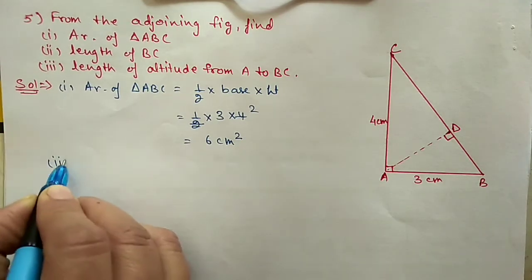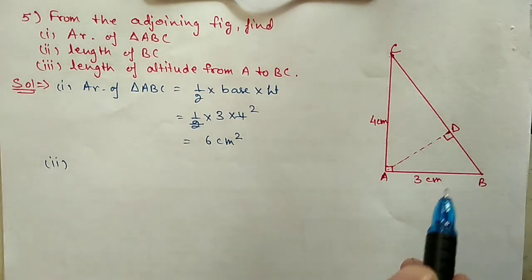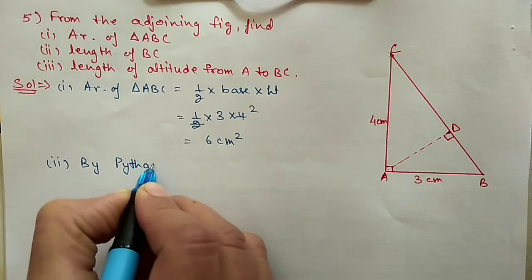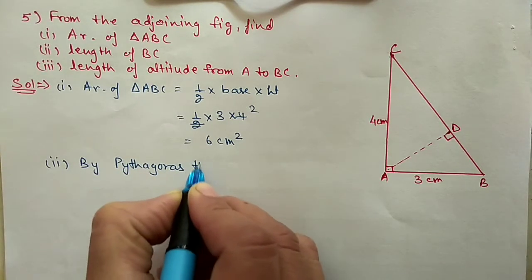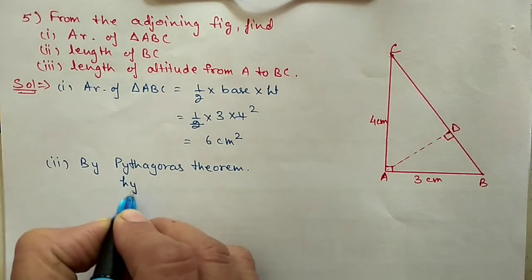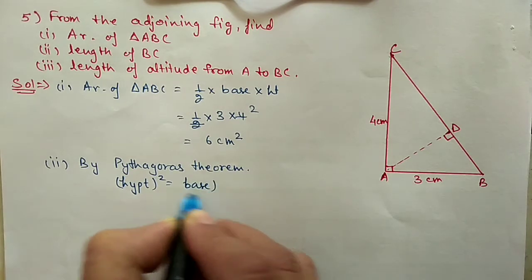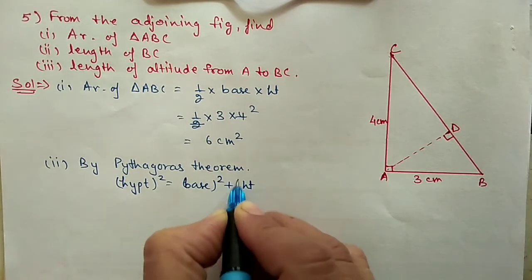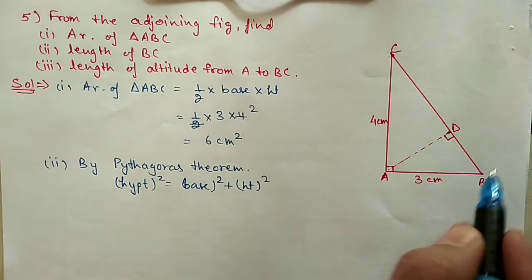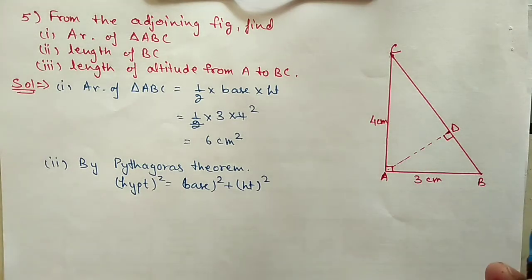Second part, we have to find out the length of BC. So this we will do with the help of the Pythagoras theorem. And according to this theorem, hypotenuse square is equal to base square plus height square. Hypotenuse means the side opposite to the 90-degree angle, so BC is the hypotenuse here, and of the two remaining sides, one we can take as the base and another as the height.